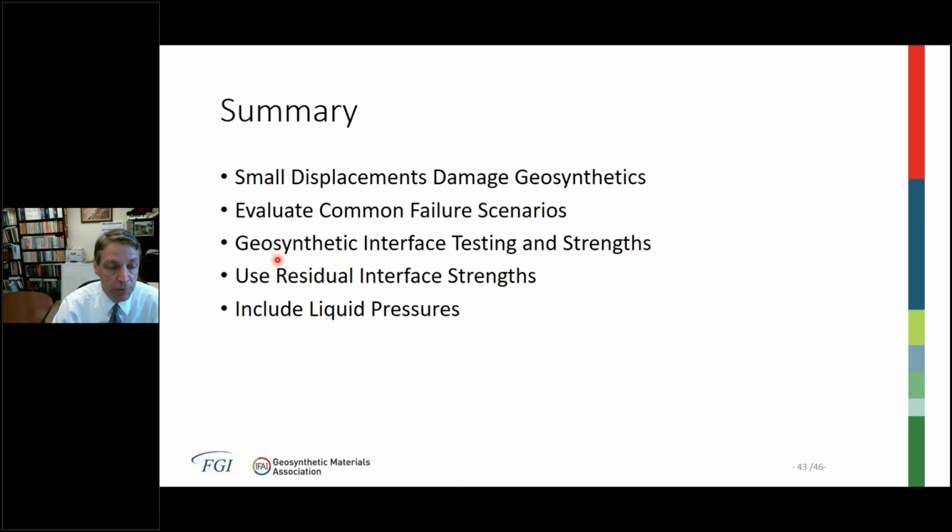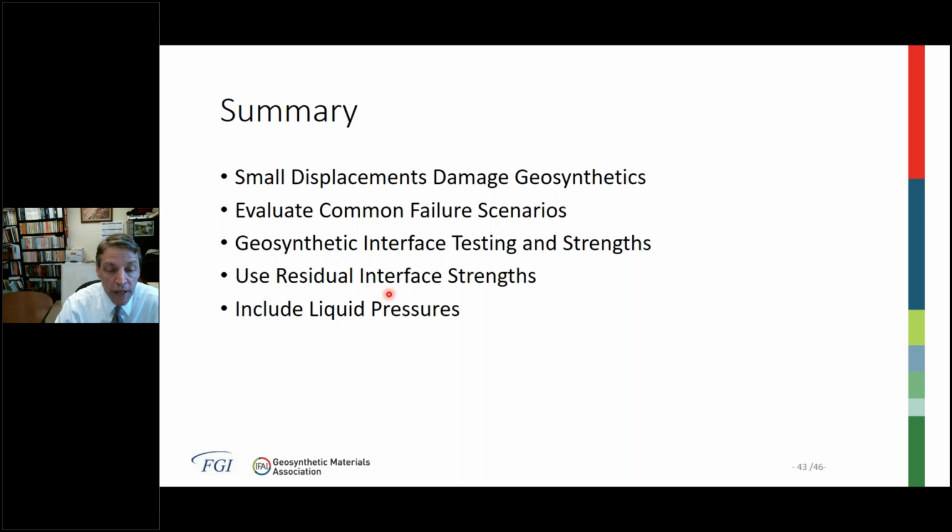Next bullet is the importance of geosynthetic interface testing and strengths. These interface tests should be conducted for every project. Geosynthetics differ even though they might come from the same manufacturer. So site-specific geosynthetic interface testing should be performed, and those should be performed to develop a peak combination strength envelope and a residual or large displacement strength combination envelope.